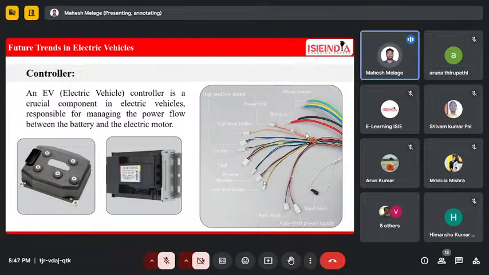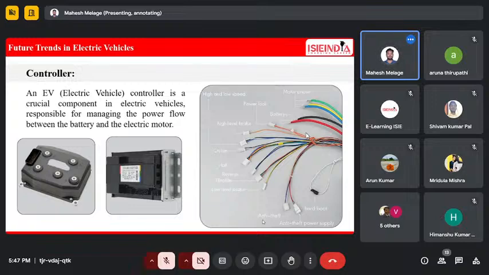Next is the high speed, low speed point. High speed, low speed means it is basically three types of speed, 3-speed stepping, meaning it goes to 20 kilometers per hour, 25 kilometers per hour, 14 kilometers per hour.